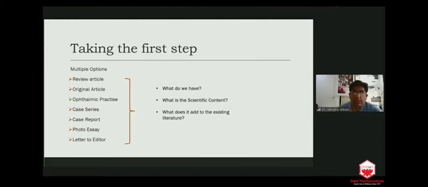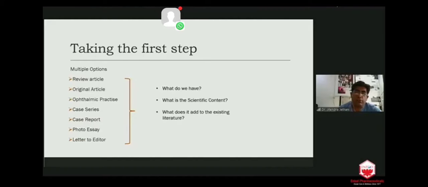Before writing an article, we have to take the first step. I think Dr. Sajni has made my job easier because there is some overlap. Once you have a good protocol, writing an article becomes easier because you have done some background research, you have some references, you have a review of literature in your hand. But before you embark on the first step, you have to find out what scientific content you have, and most importantly, you have to ask yourself, what does it add to the existing literature?